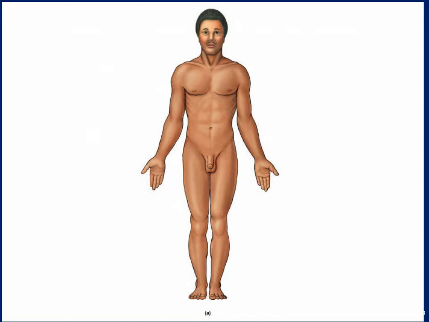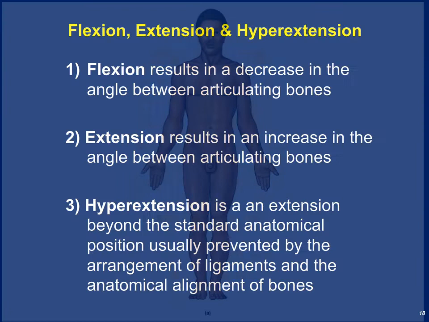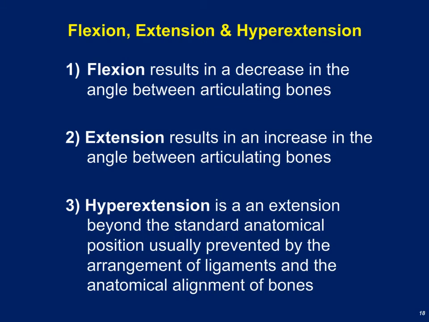And normally in standard anatomical position, all your limbs are completely extended. And when you move those limbs, you may either flex them or you may hyperextend them. So flexion results in a decrease in the angle between bones, extension results in an increase in the angle between bones, and hyperextension is simply extension beyond the normal standard anatomical position.